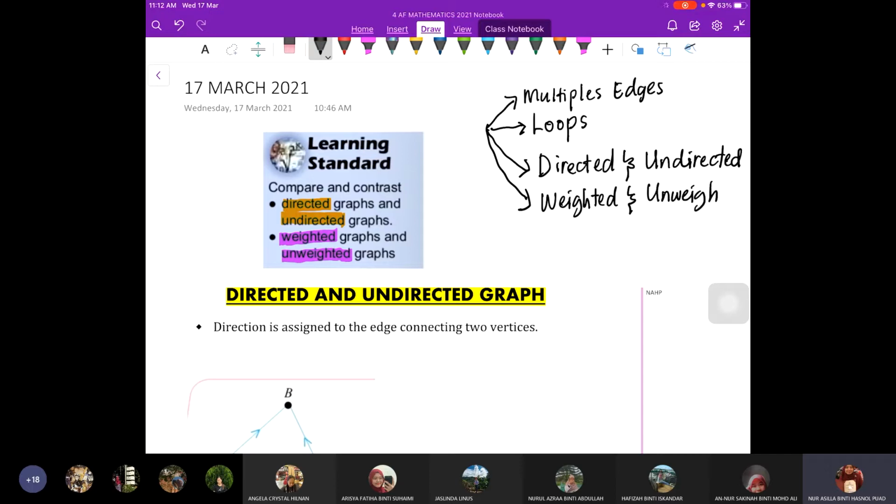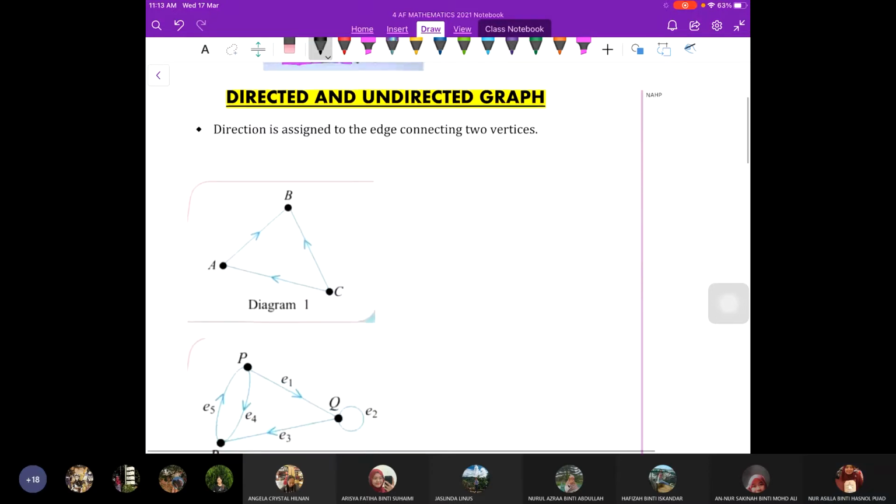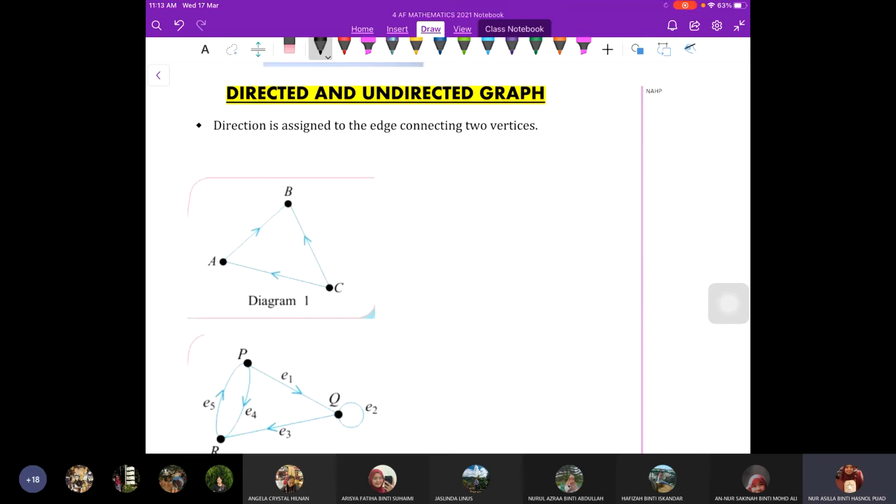Alright, so the differences di antara all these graphs are very distinct, sangat ketara. So I think there would be no problem untuk kamu membezakan the differences, okay, in terms of macam mana kita nak tulis dia punya vertices, edges and degree, itu yang kita kena tekankan. Okay, alright, so let's look what is directed and undirected graph.